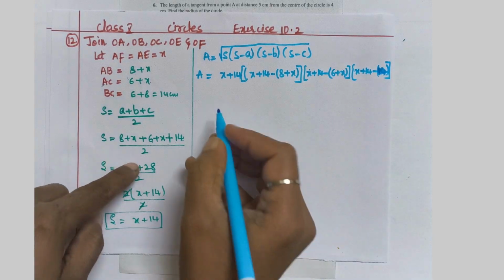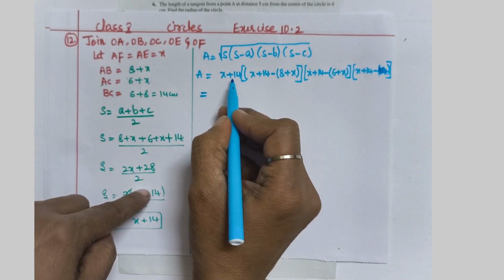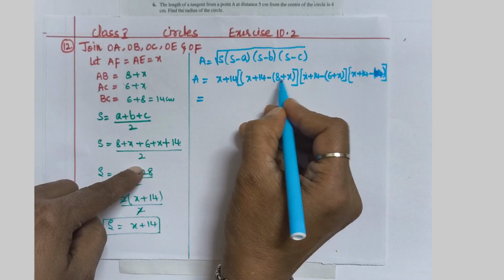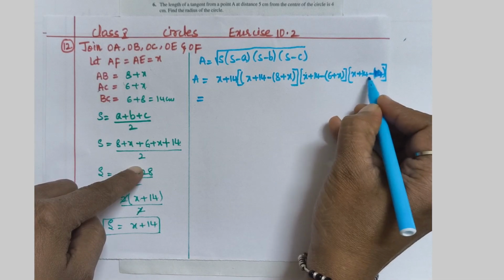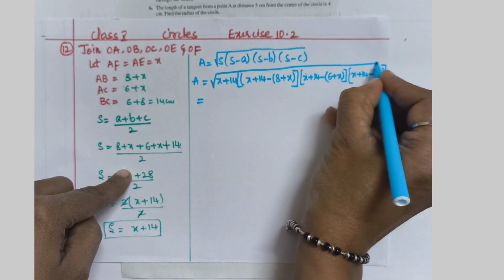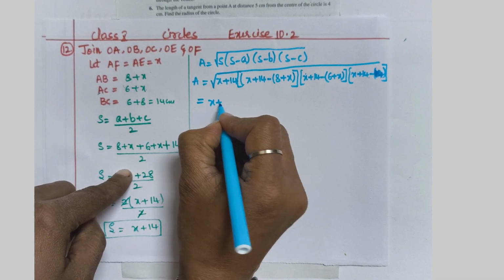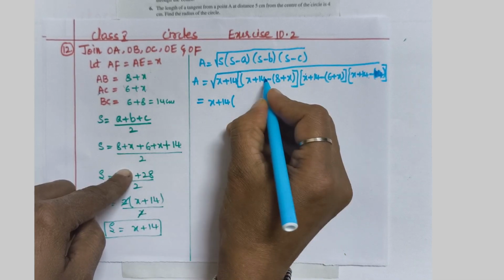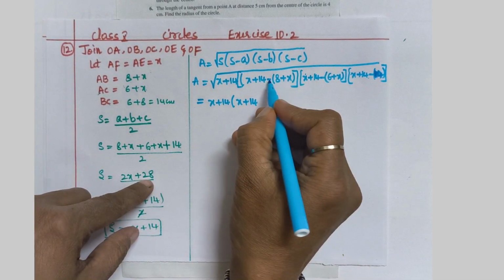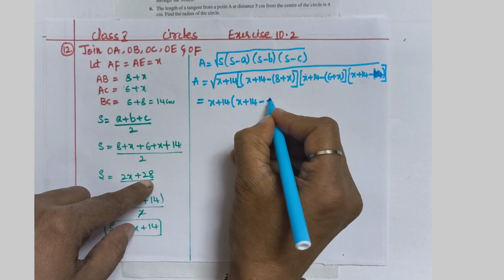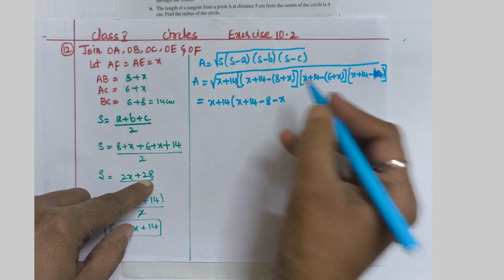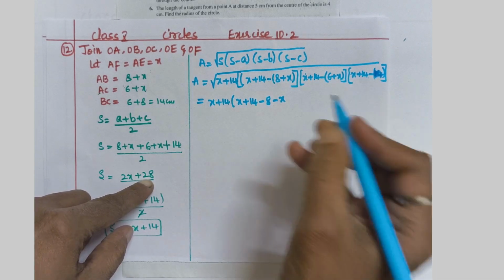Now we will remove the bracket. So S into S minus A, S minus B, S minus C, under root. Carefully listen. X plus 14, bracket. Outside minus is there, so symbols will change. Minus into plus, minus 8. Minus into plus, minus X. Outside minus is there means the inside symbol will change. Plus means minus, again plus means minus.